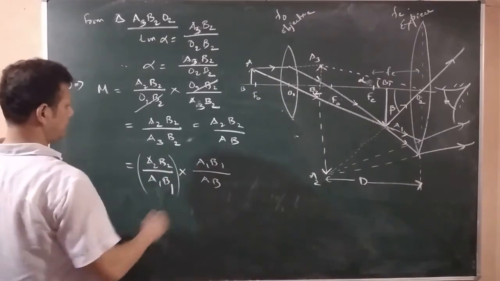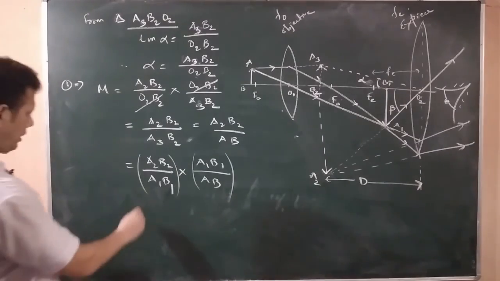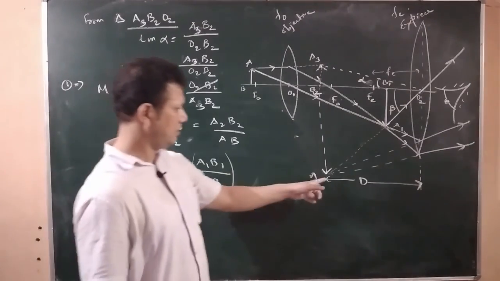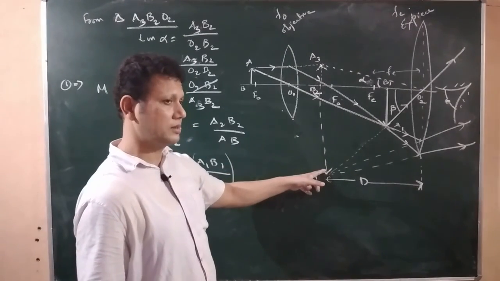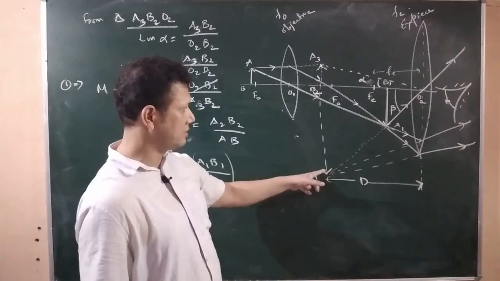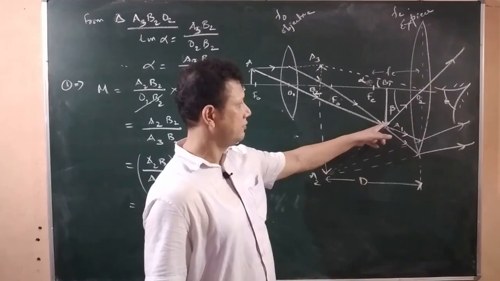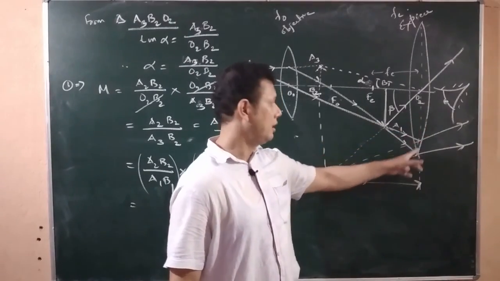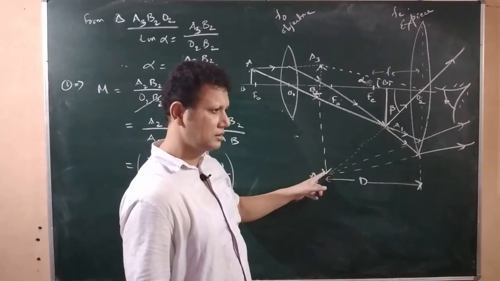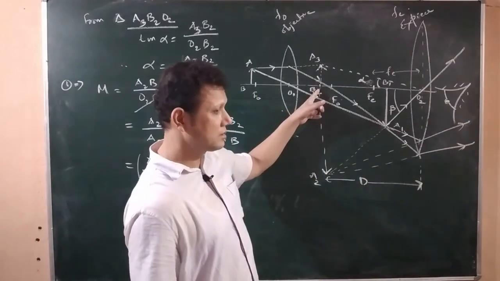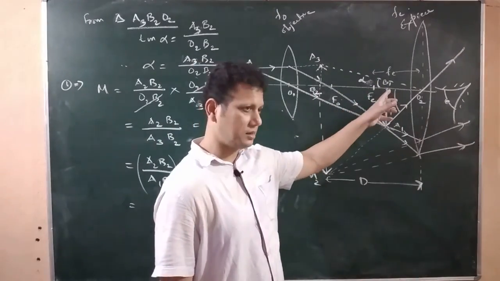Now this is something and this is something. What are those? A2 B2 is the height of the final image, divided by A1 B1, the height of the object for this lens. Because of the lens, this is the object and this is the image.